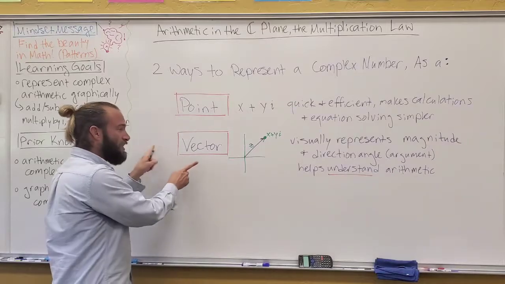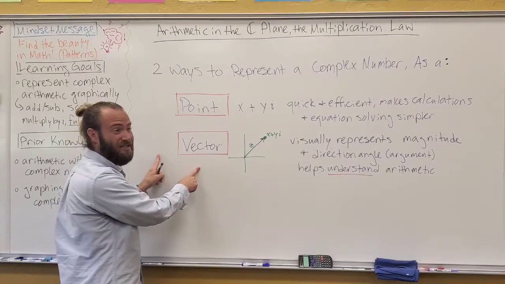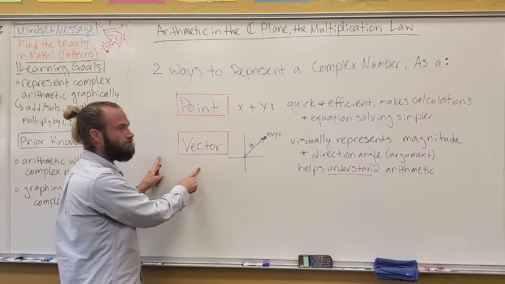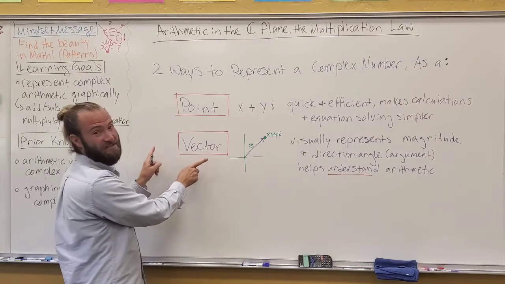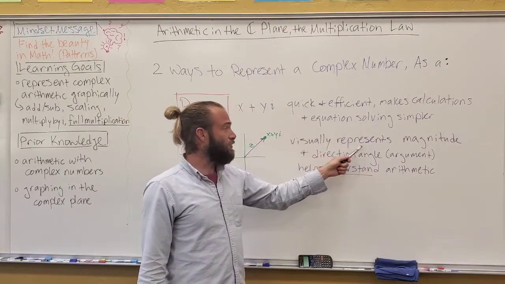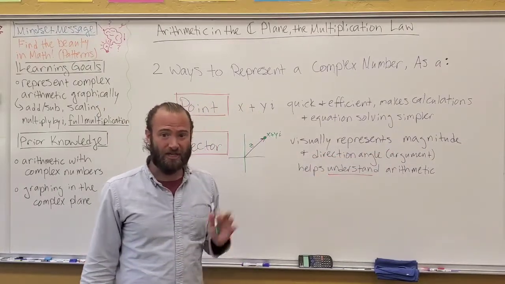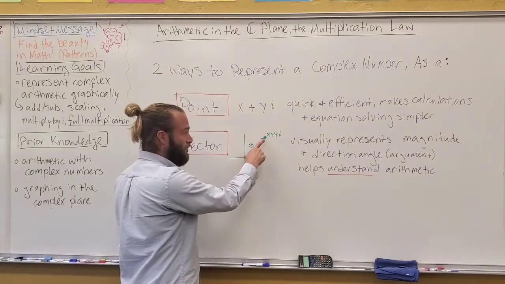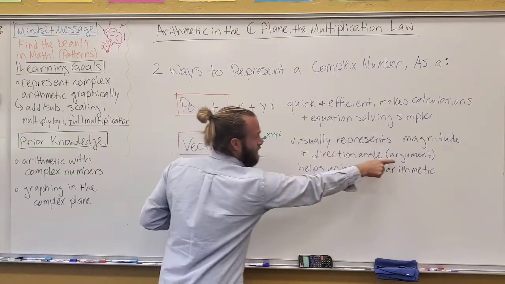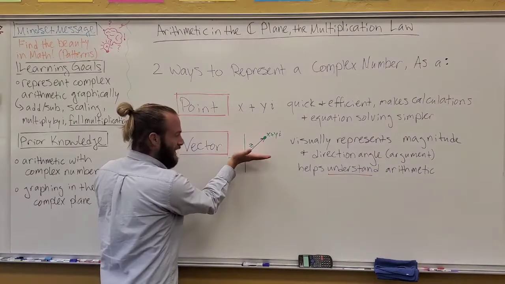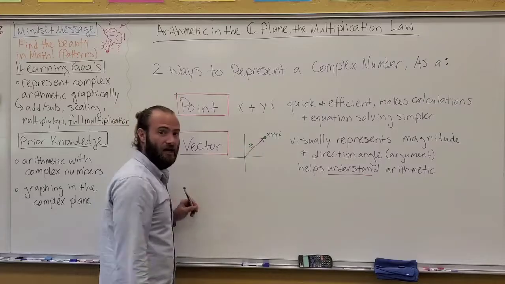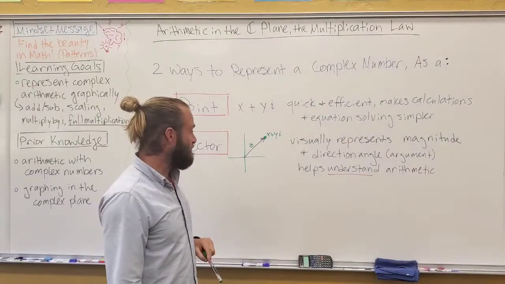But when we think of it as a vector, you're actually going to see that today we'll look at something where it's more efficient to view it as a vector. A vector specifically visually represents magnitude and direction. So that's one thing that's important, because you know that the magnitude is the literal length of the vector, and the direction angle, aka the argument, is the angle from the positive x-axis, right, that vector is rotated at.